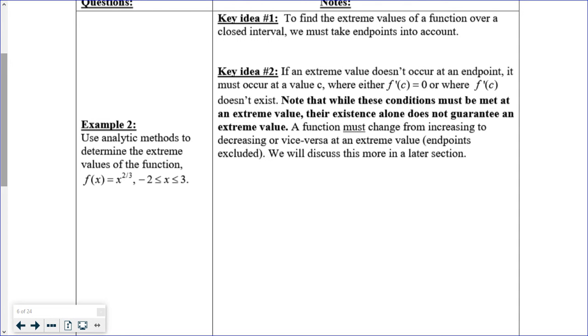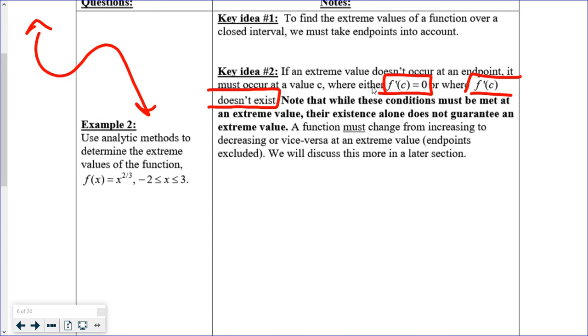Second thing, if you don't have endpoints, or maybe they're just not extreme values, the only place where you could find a max or a min is if the derivative is 0 or if the derivative doesn't exist. So basically, you need some place where there's a horizontal tangent, like right here or like right here, or some place where the derivative doesn't exist. I'll give you a visual in our example here for that one. Note, I bolded this for a reason. Note, these alone do not guarantee the existence of an extreme value.